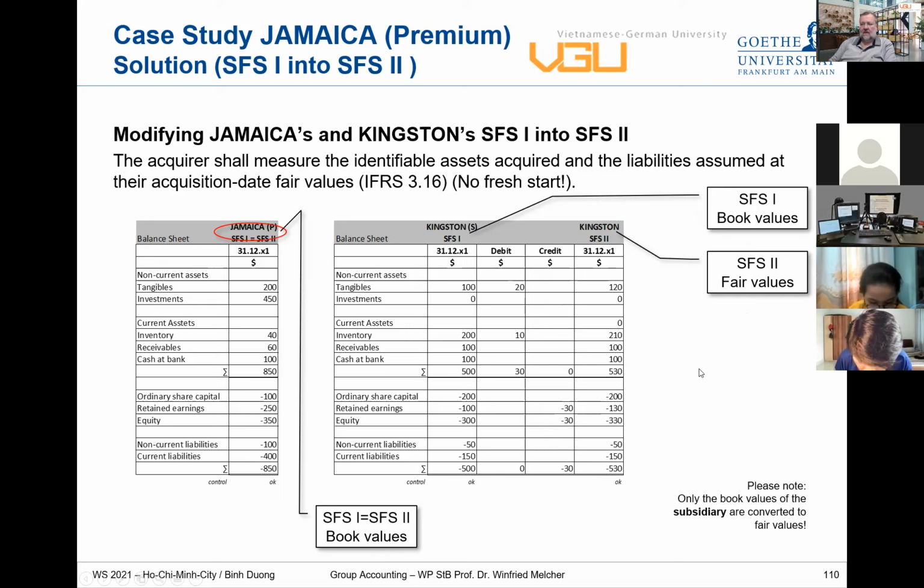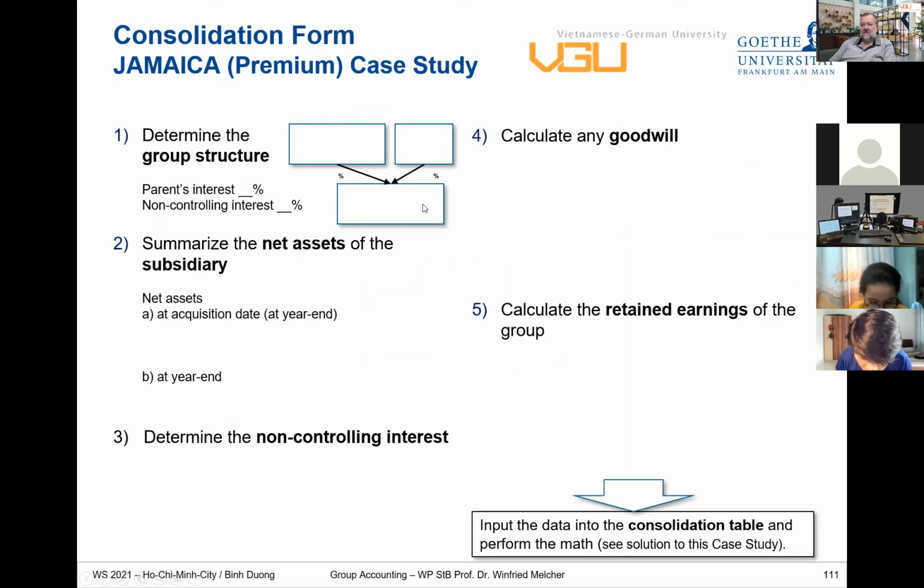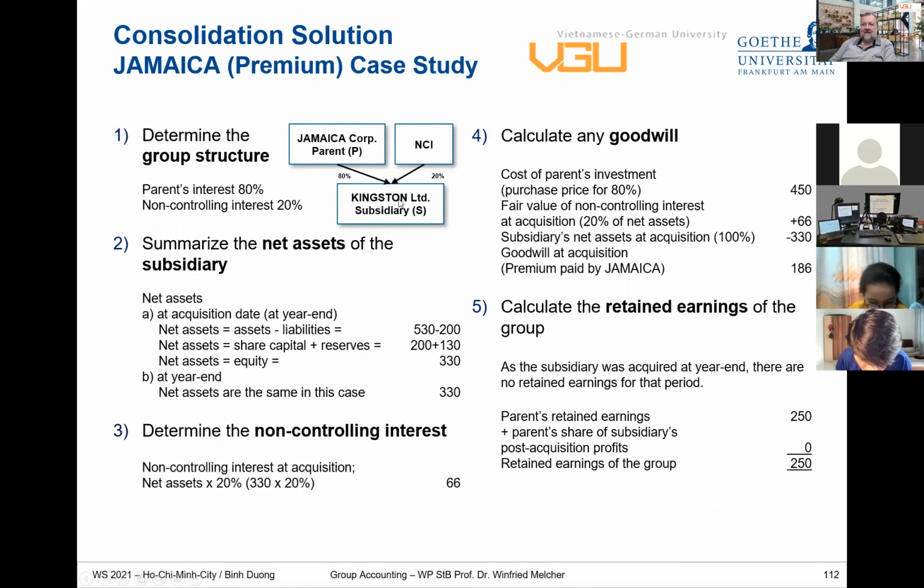Now we will look at the consolidation table. But before we do that, we have to calculate all the numbers, and that is done by following the 5 big workings, as Glendon would term them. So we first look at the group structure. Well, this one is, of course, quite easy.